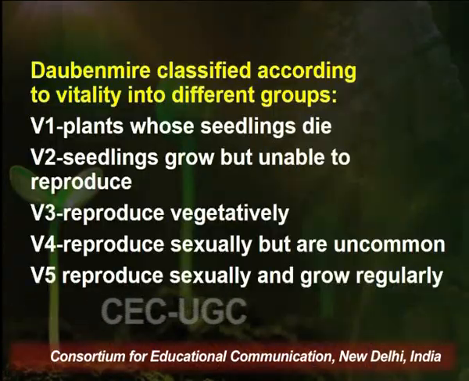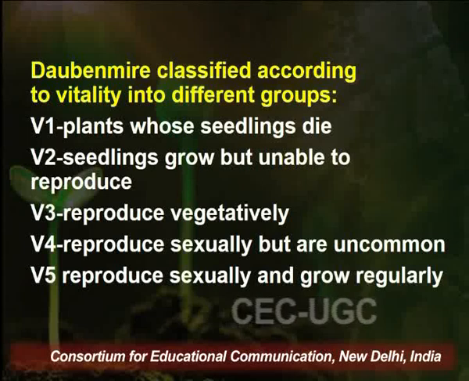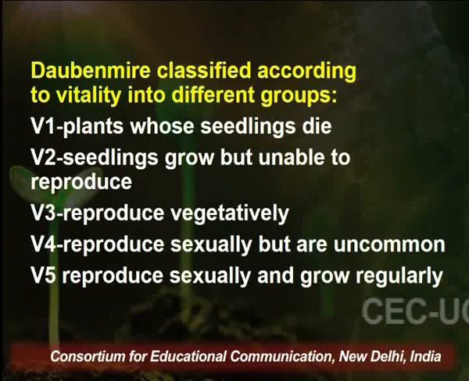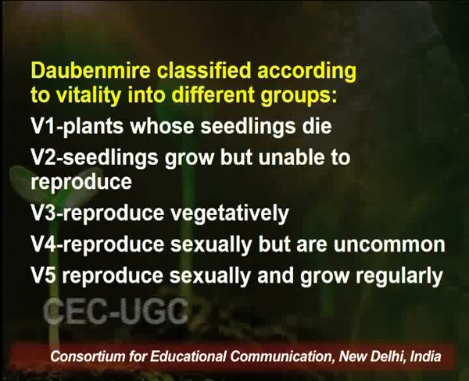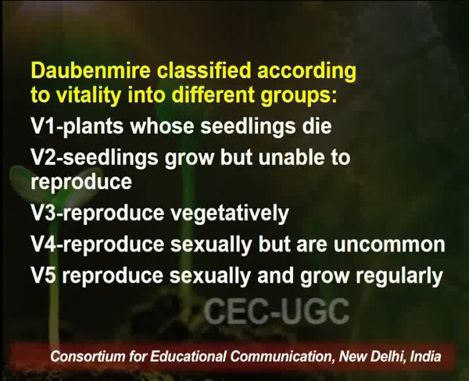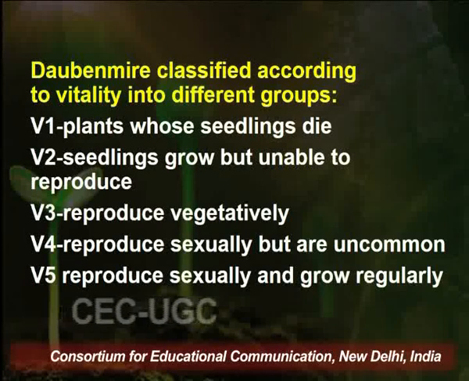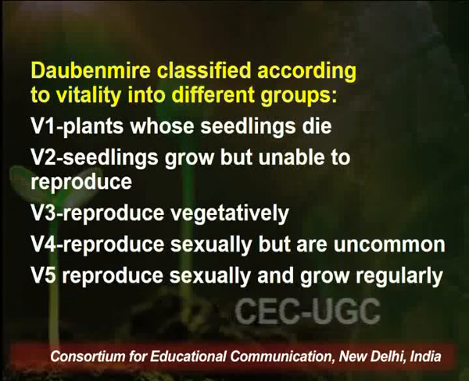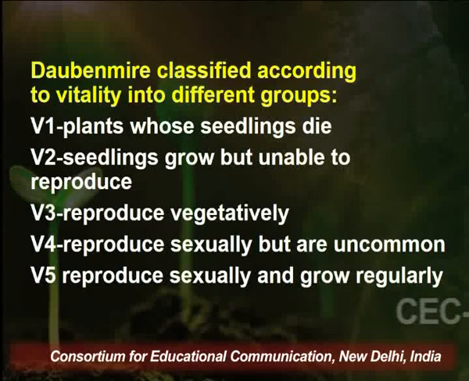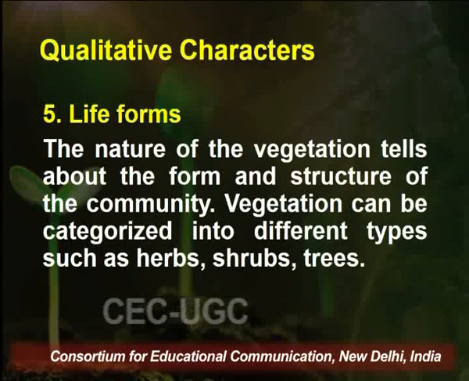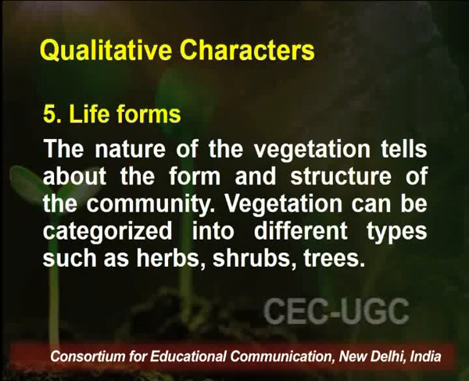We can see that Daubenmire in this slide classified the vitality into different groups. V1 was those plants whose seedlings die. He categorized the plants whose seedlings grow but are unable to reproduce as V2. In V3, it was the plants that reproduced vegetatively. V4 were the plants that reproduced sexually but were uncommon. V5 reproduces sexually and grows regularly. So, based on all these, we classify the vegetation of a community.